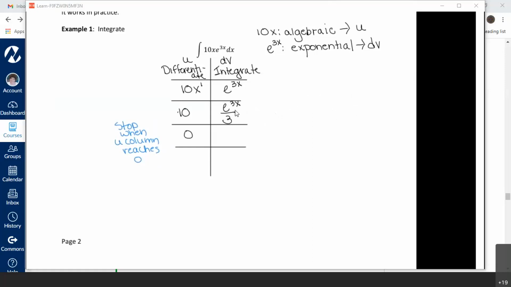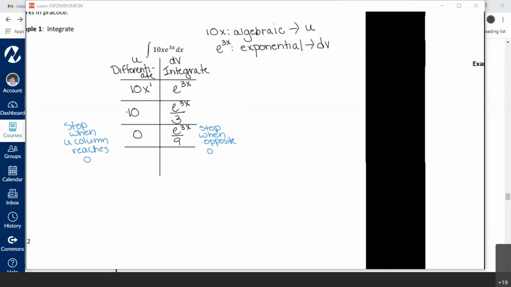Now what I need to do is integrate this again. What that's going to do is put another 3 down there in the denominator, so this gives me e to the 3x over 9. And again, once I get the same number of elements, the same number of rows filled, that's when I stop. So stop when opposite 0. You don't have to keep integrating. You're just going to stop there.